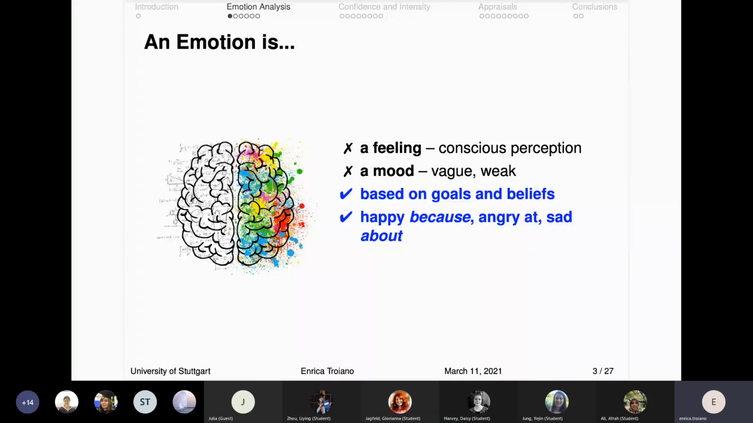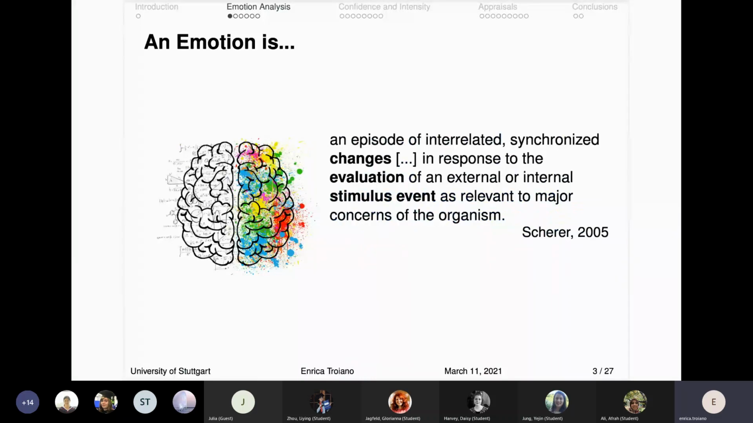We are happy because of something. We are angry at someone. We are sad about something. All these ideas were nicely put together by Scherer, who said that an emotion is an episode of interrelated, synchronized changes. These changes happen in response to the evaluation of an external or internal stimulus event, and that event is relevant to major concerns of the organism.